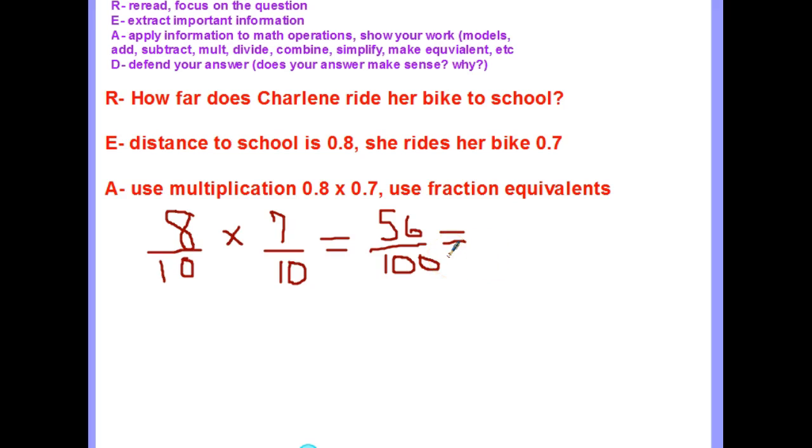So 56 hundredths is this number. And we write 56 hundredths as 0 and 56 hundredths, 0.56. That's how we would write that.